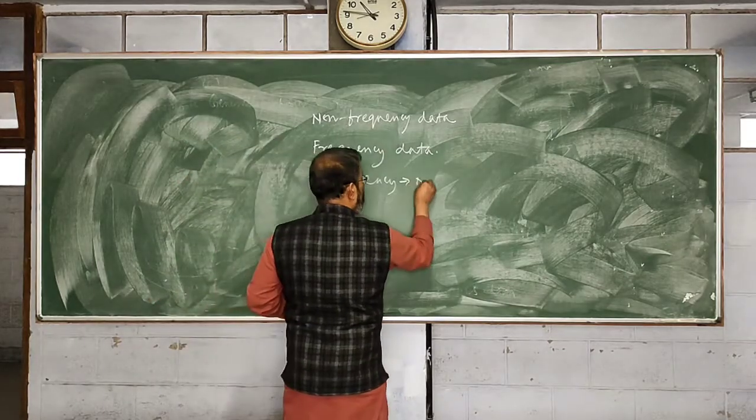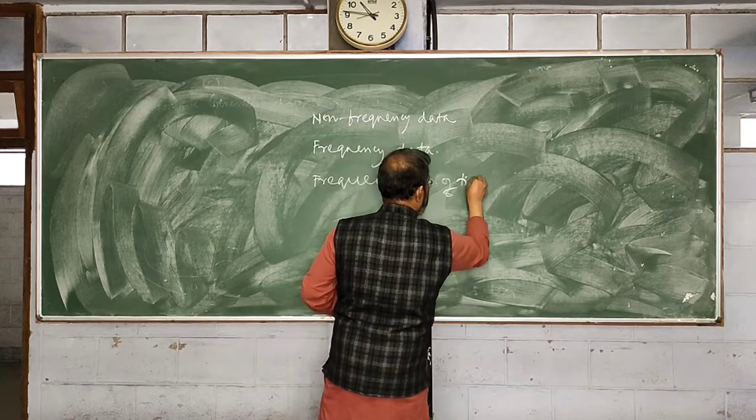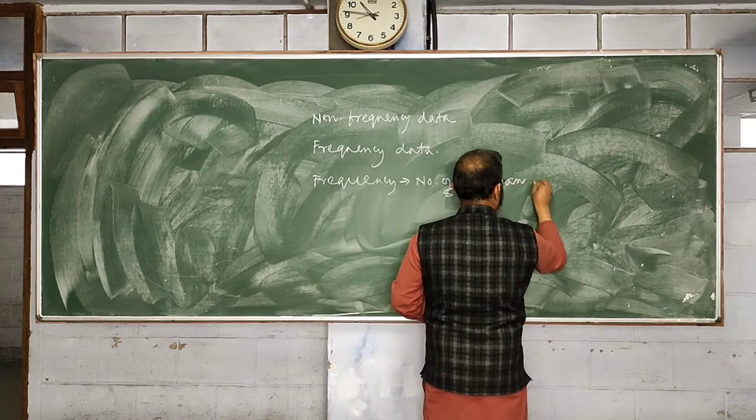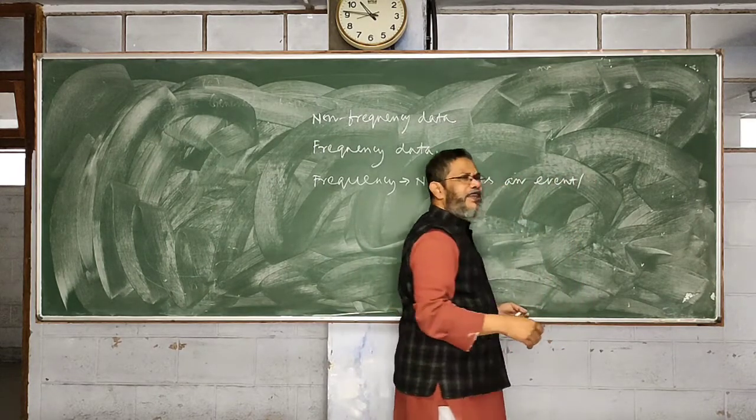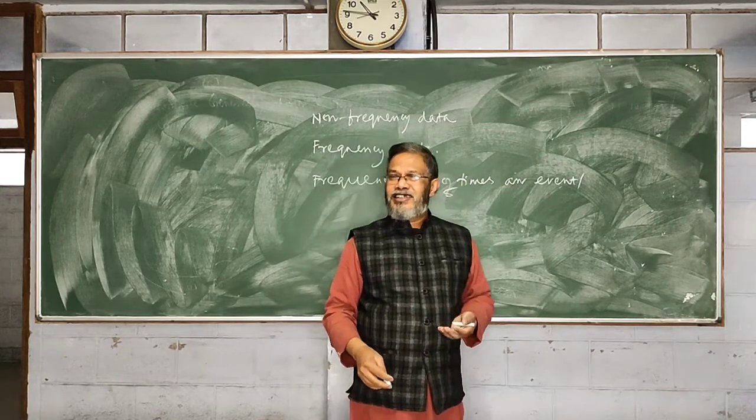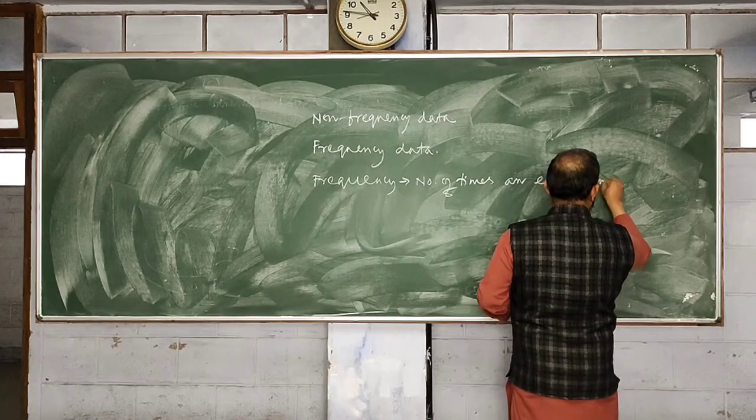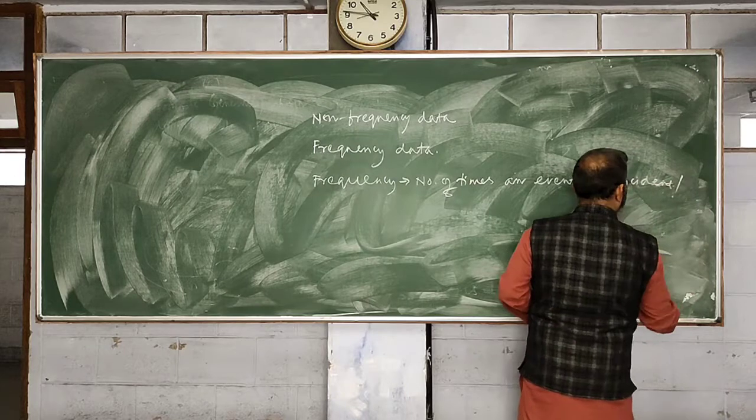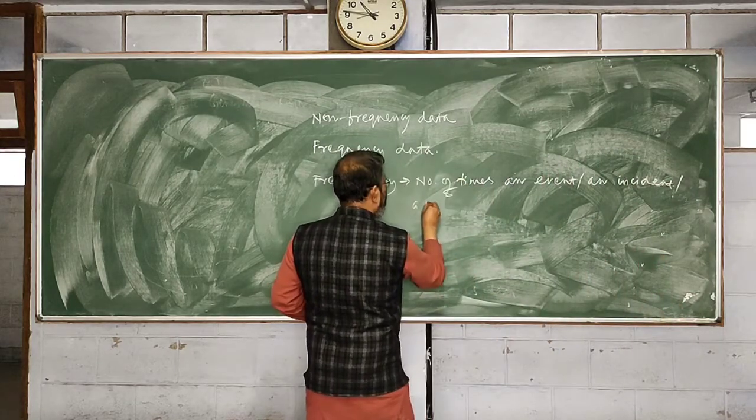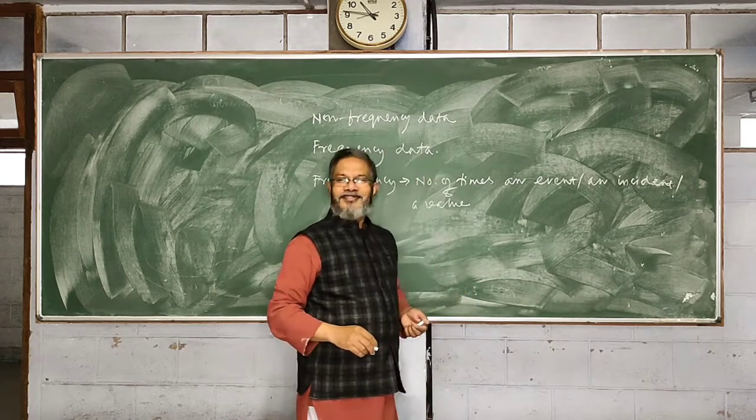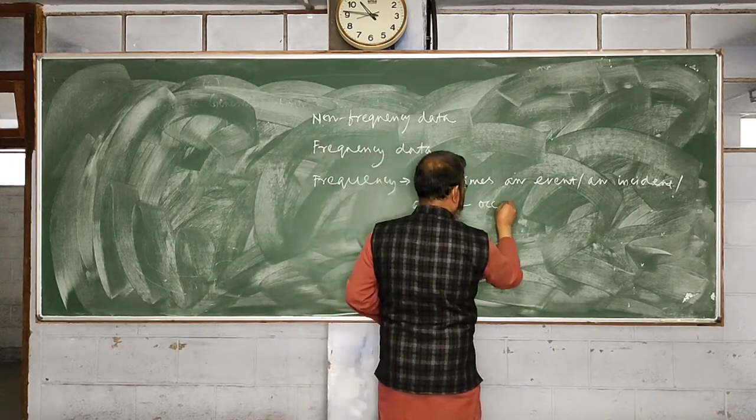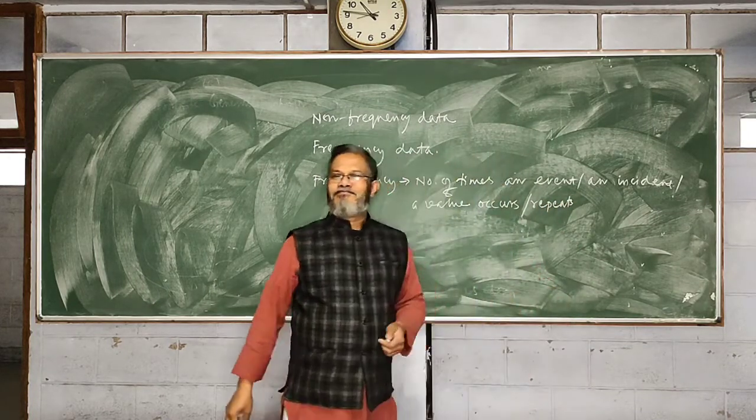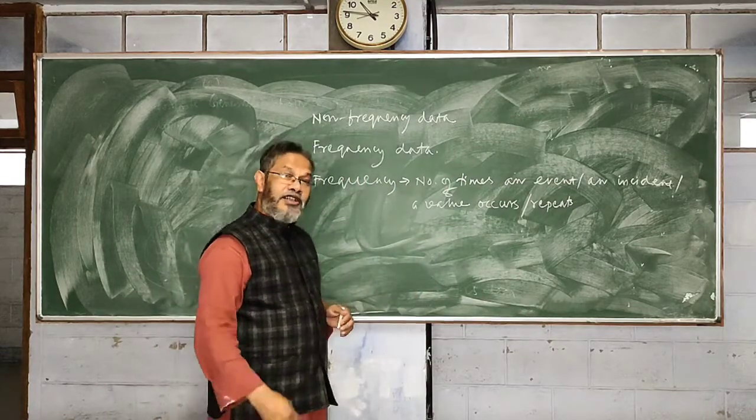Frequency is the number of times an event, maybe an incident, value, repeats or occurs. That is the frequency.